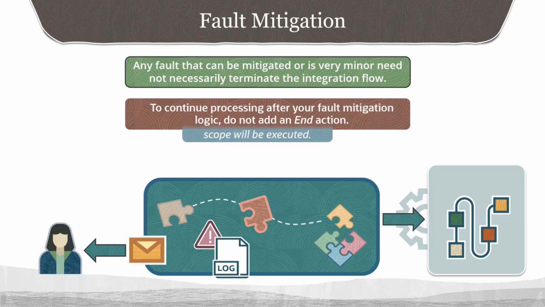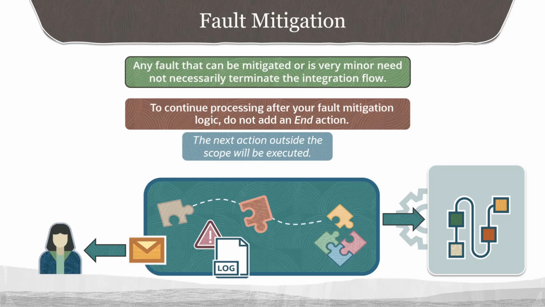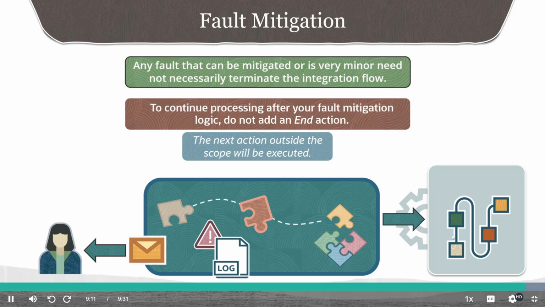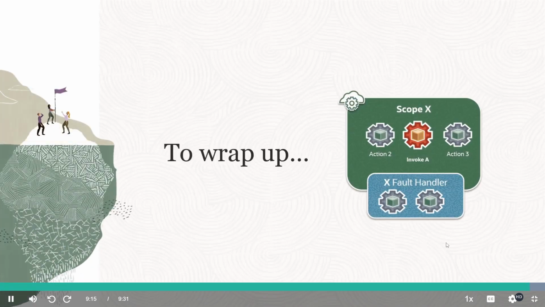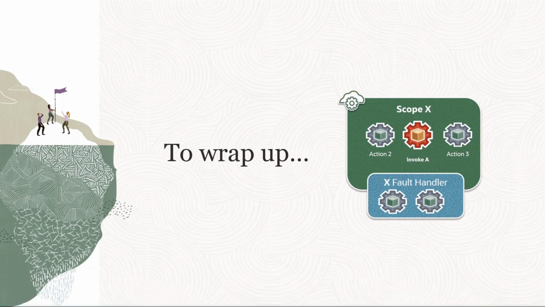So whatever your mitigation strategy, just remember that when there is no end action, the flow will continue to the next action outside the scope. If it is a nested scope, it would be the next action after the child scope action in the parent scope. Bottom line, when you're doing your integration design, a best practice is to add invokes and most other actions inside a scope action container, then implement one or more fault handlers.